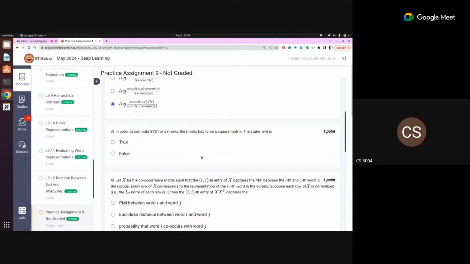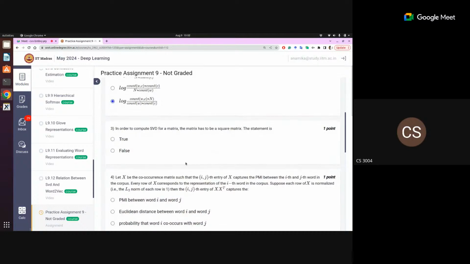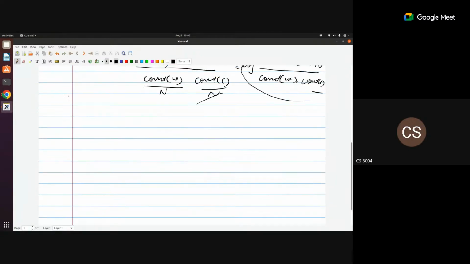Next one. In order to compute SVD, the matrix has to be a square matrix. The statement is false, right? Because it's not necessary for SVD that the given matrix is square. You can compute SVD of a rectangular matrix as well, right? So let's say X is a rectangular matrix. Then it gives a decomposition, singular value decomposition, in the form of three new matrices, U, sigma, V transpose. This multiplication is equal to X.